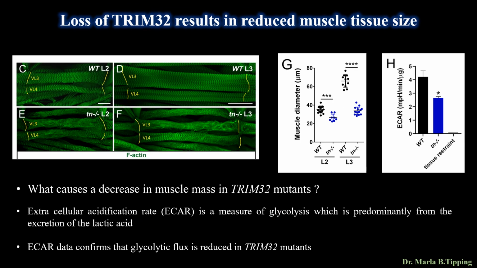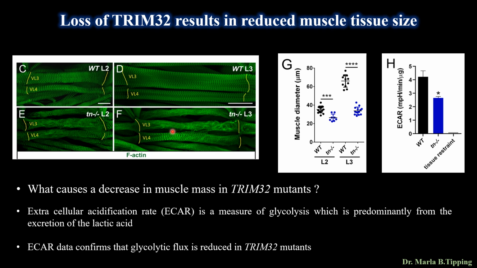As I have previously mentioned, loss of TRIM32 results in thinner degenerative muscles, and we always thought that this loss of muscle mass is a consequence of muscle degeneration. However, the data we got from our metabolomic analysis and our mass spec pointed us in a different direction. As you can see in our wild type, as we go from L2 to L3 larval stage, there is a massive increase in the size of the tissue, which is also depicted here in a scatter plot. You can see a massive difference. However, in our TRIM32 mutants, as we go from L2 to L3 larval stage, there is no increase in the size of the tissue. Therefore, we specifically decided to look for glycolysis in our TRIM32 mutant muscles.